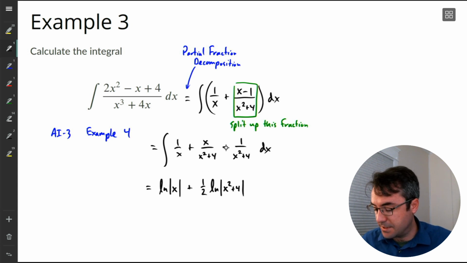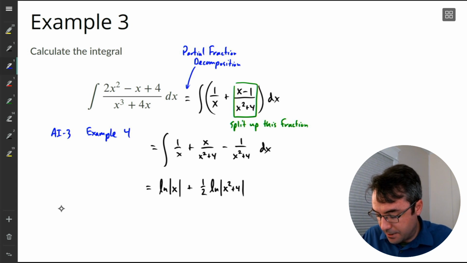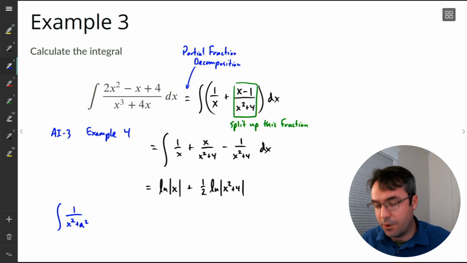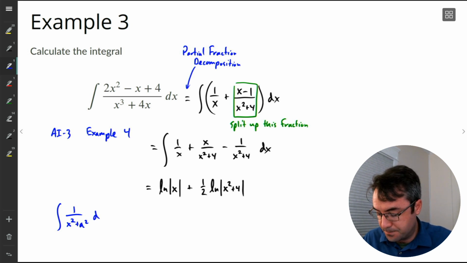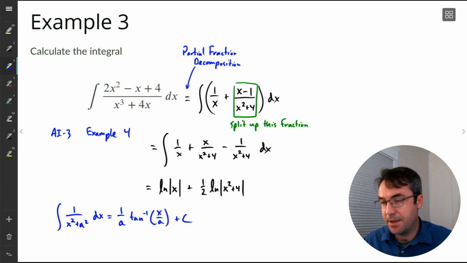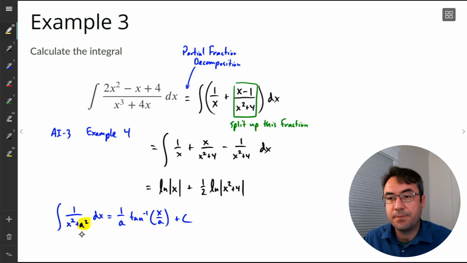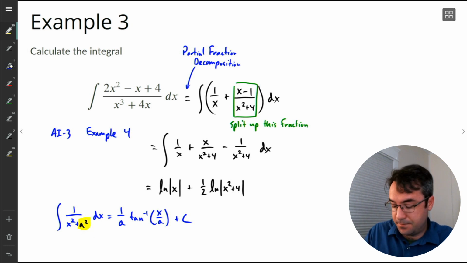All right, now what about this negative 1 over x squared plus 4? Well, that's going to involve arctan. And let's write out the general format here, just to remember. So we have 1 over x squared plus a squared. And the integral is 1 over a times the inverse tangent of x over a plus c. So how did we find a? Well, we take that constant term and we do the square root.